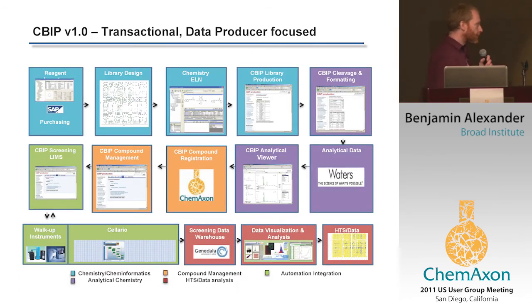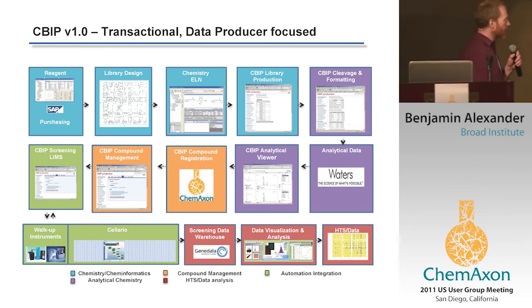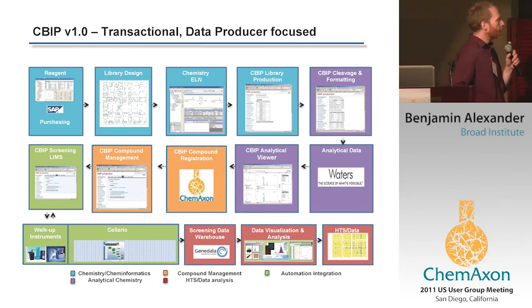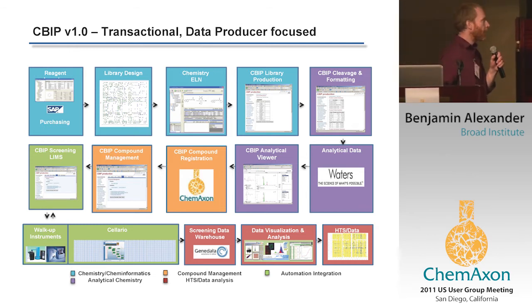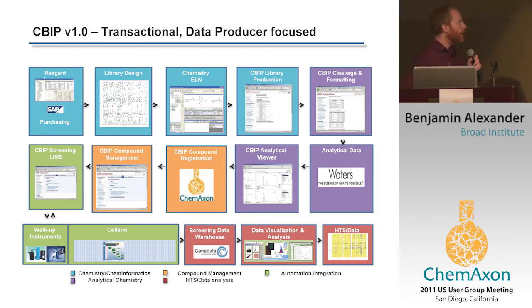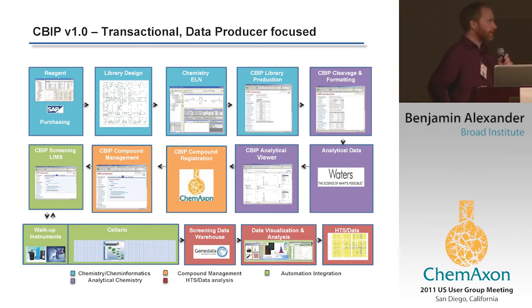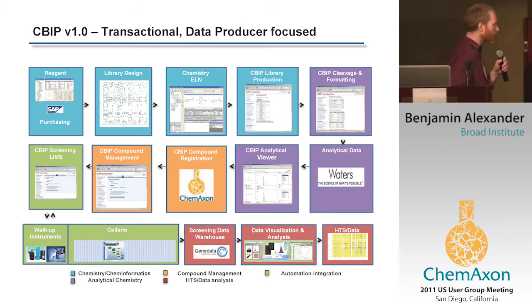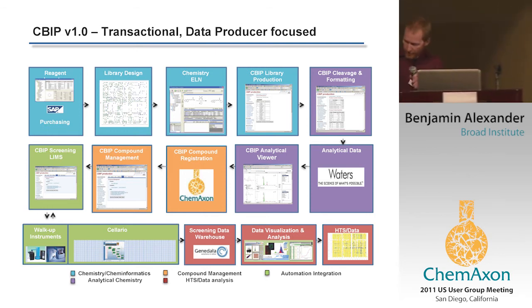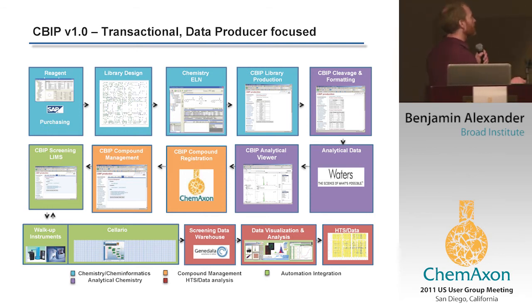So our first shot at trying to take this data and do something with it was CBIP version 1, which we had running as of about a year and a half ago, after we finished our transition from our previous informatics tool maker, which was Daylight. We switched over to ChemAxon, and now we are much happier. So let me run through this quickly for you.